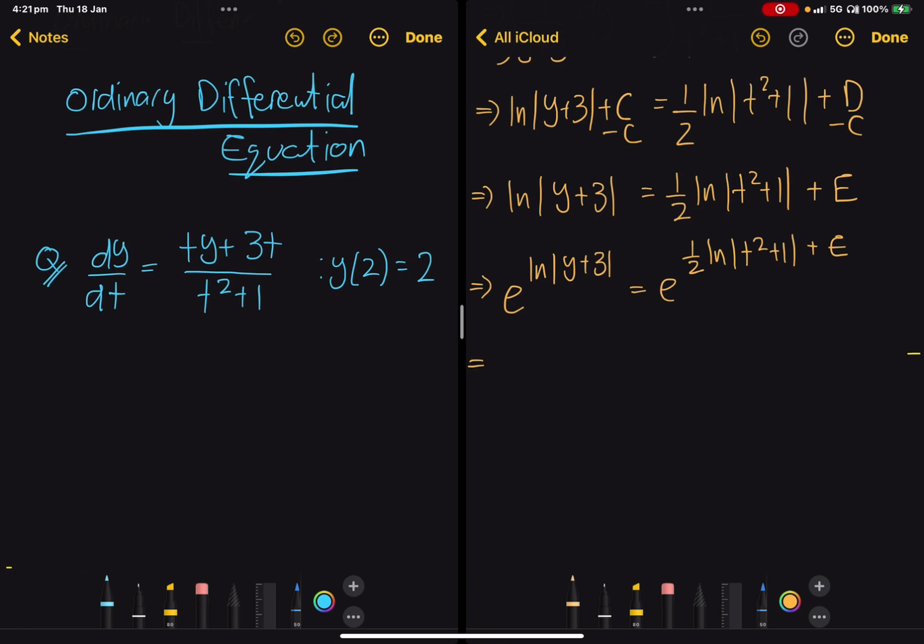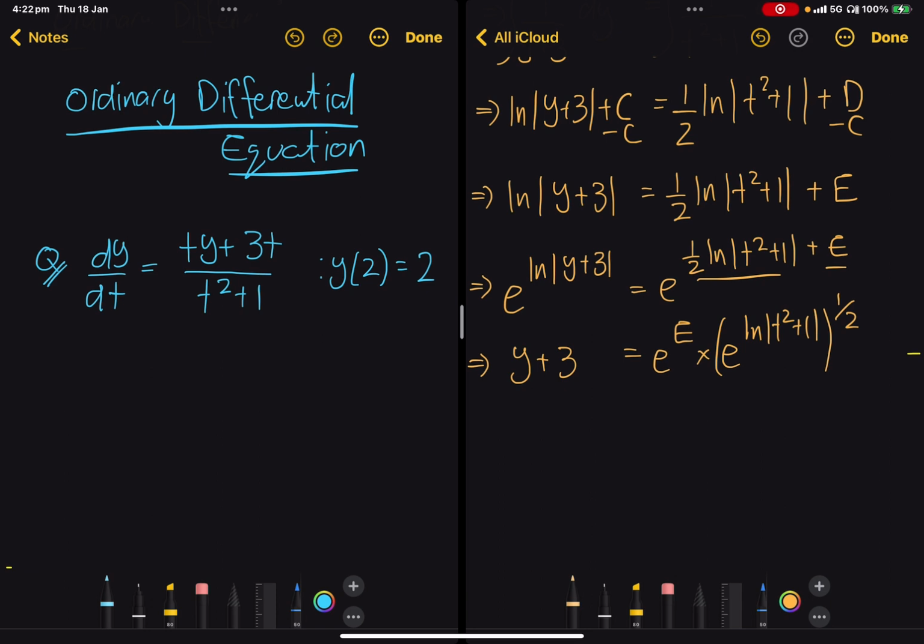E to the logs cancel. So we get e to the log of y plus 3. This side becomes y plus 3. The other side is a little more complicated than that. This becomes e to the e, because these are added. Index law would tell us that e to the 1/2 times log of t squared plus 1 times e to the e is e to the sum of those two terms, times e to the natural log of t squared plus 1, all to the half. Because a half times the natural log, the other index law, the power index law, a power to a power, you multiply them.